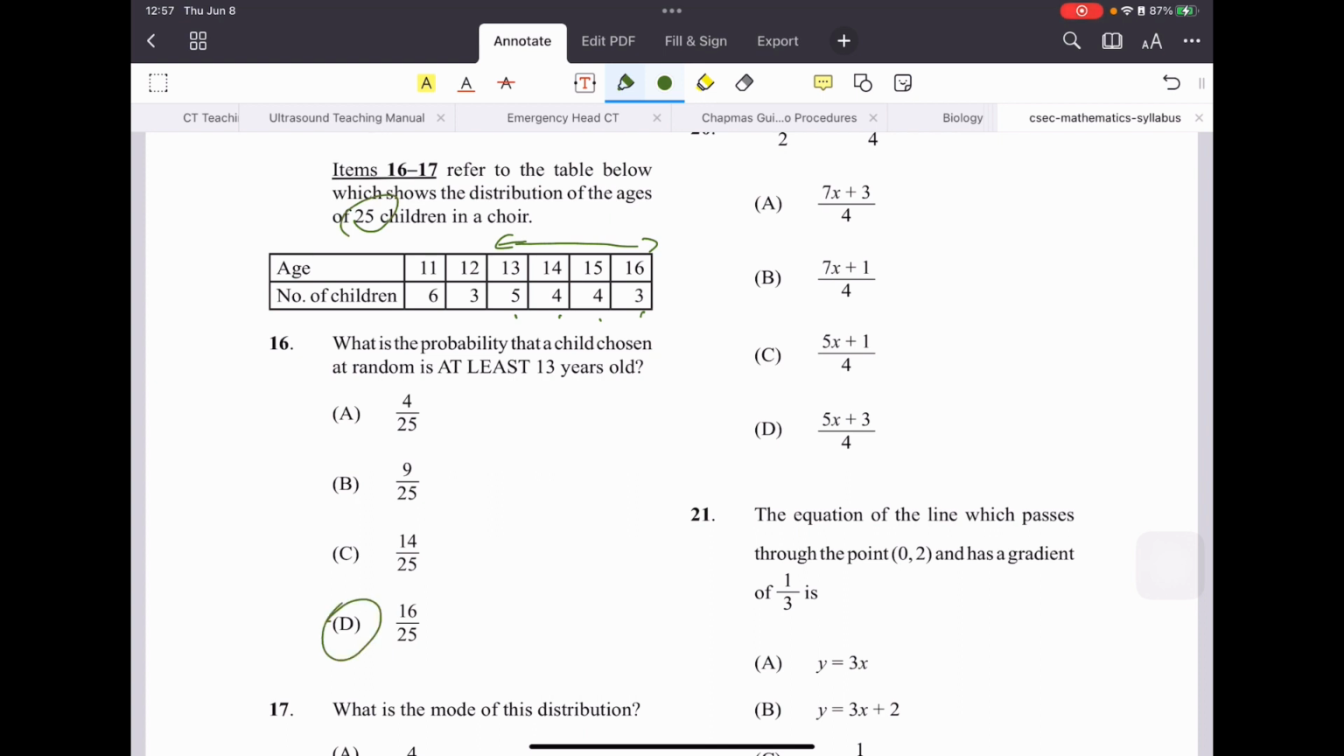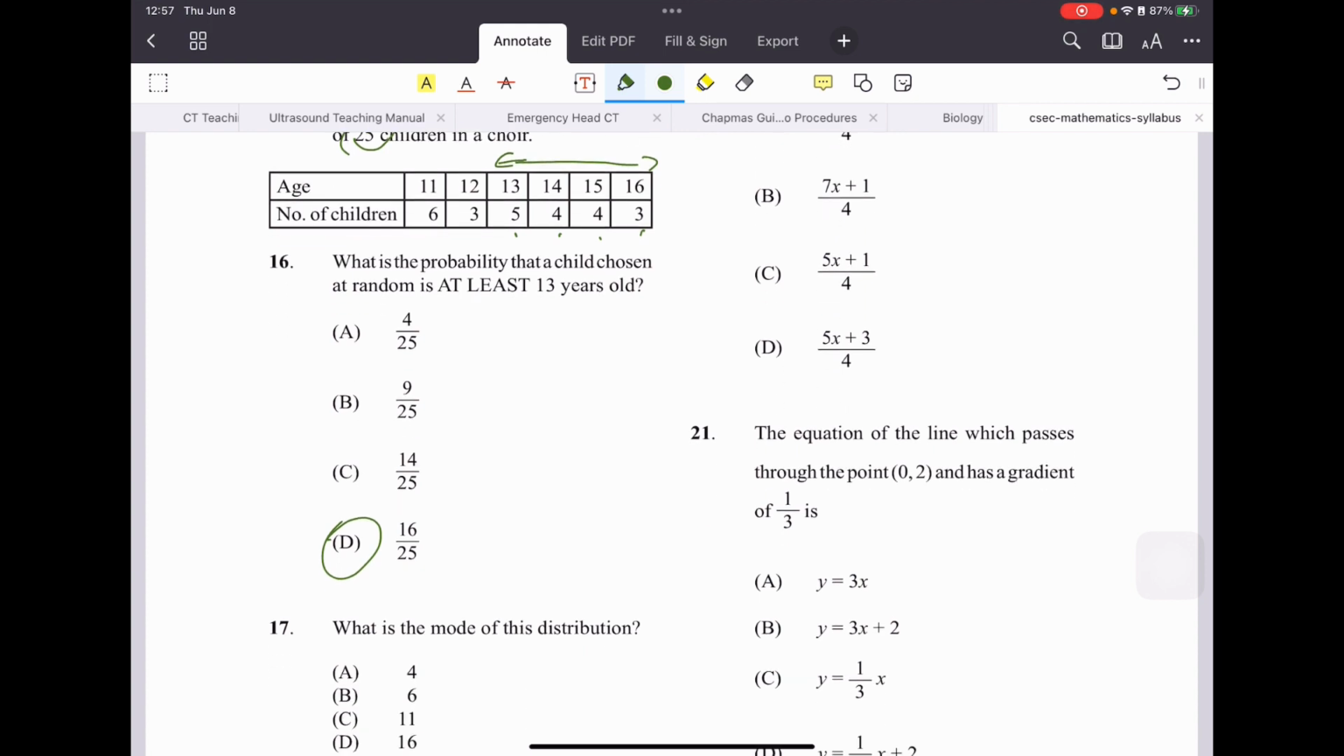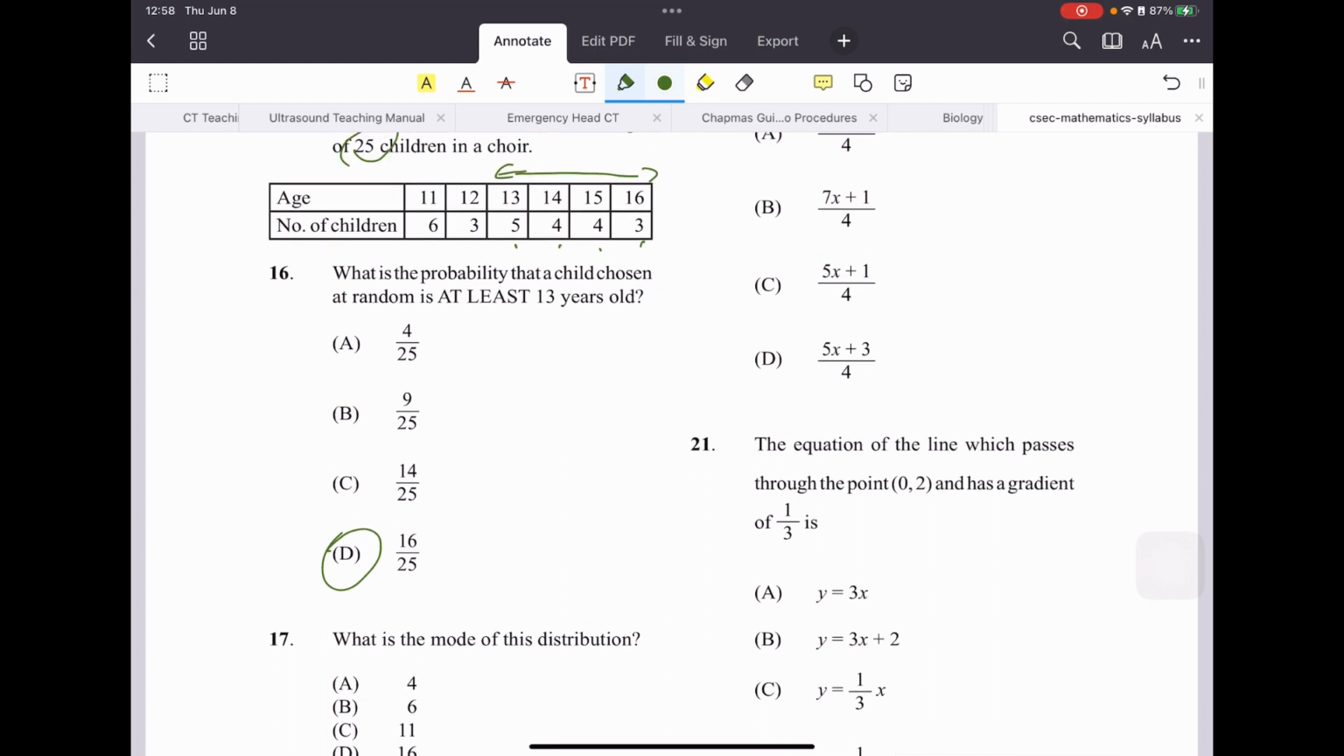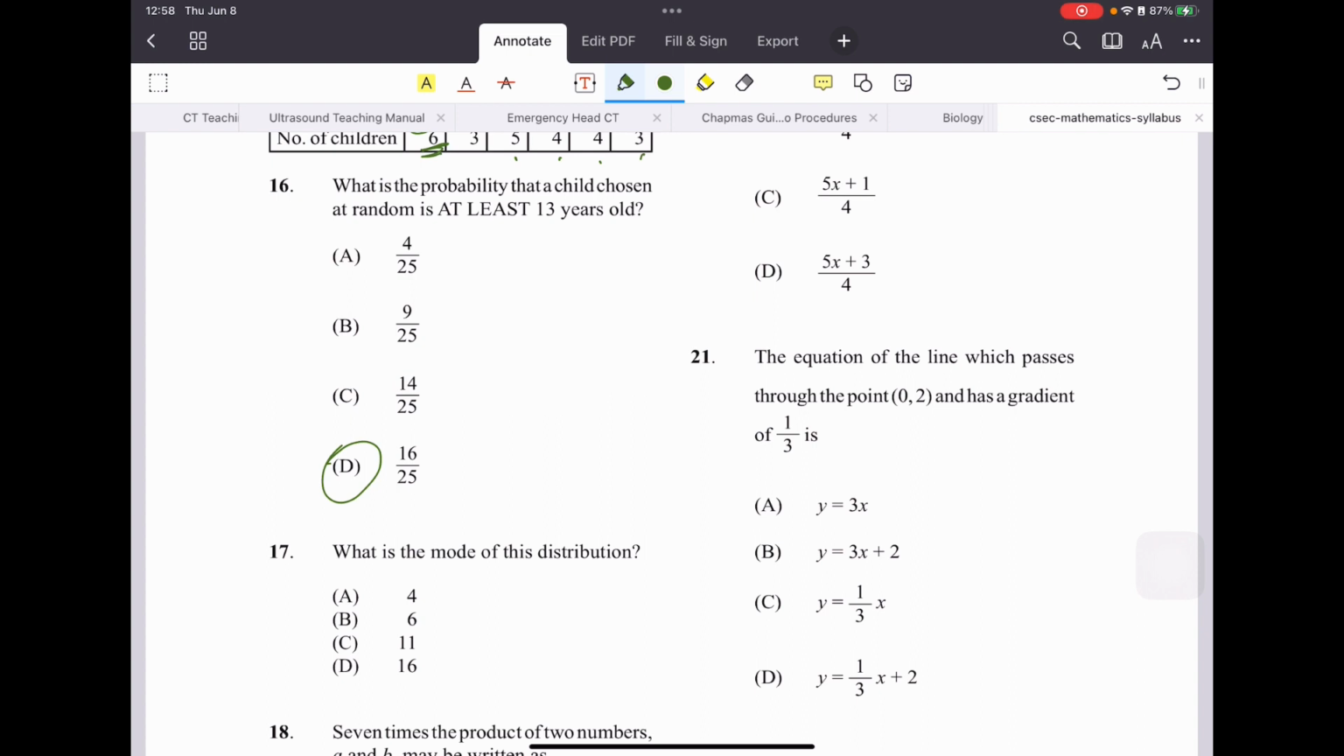There's no real maths there. And finally, they want to know the mode of the distribution. So the mode is the one that occurs most frequently. So which is the most frequent age? It is obviously 11, because there are 6 children who are 11 years old. All the rest are less than that. So your answer is 11.